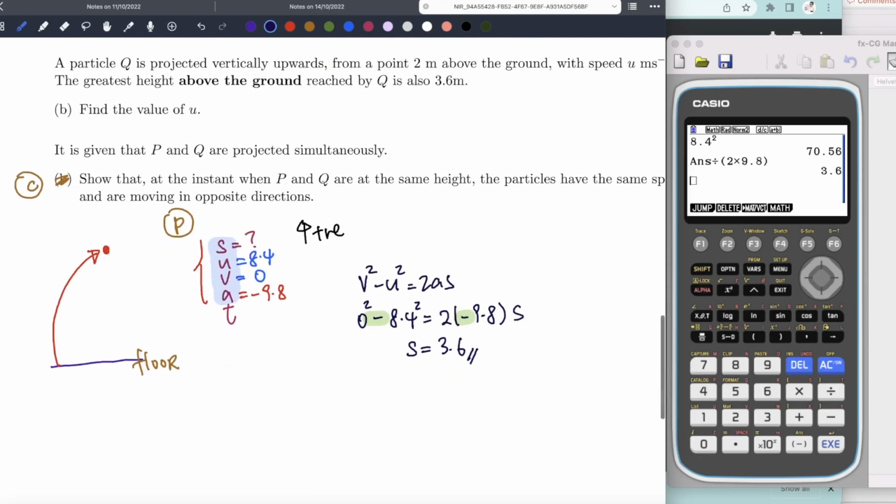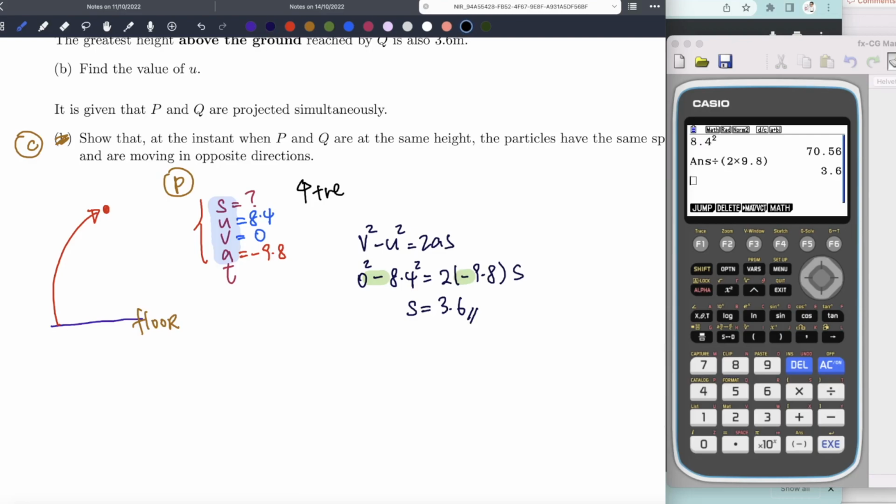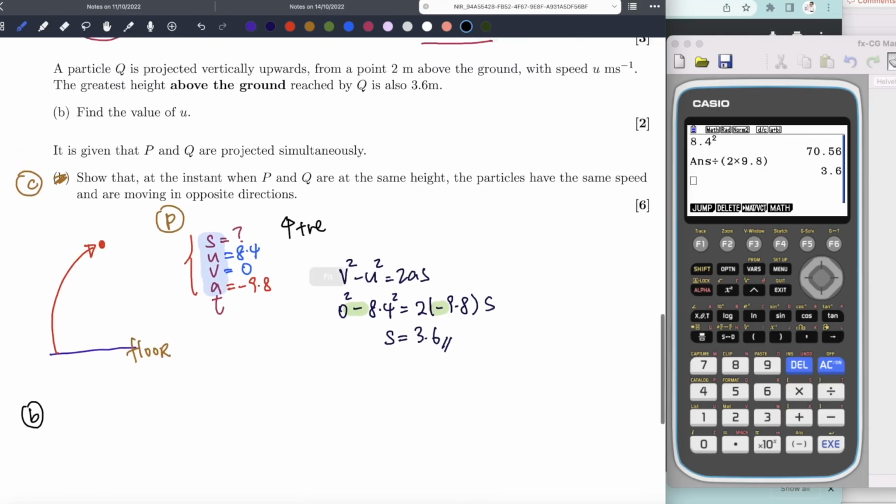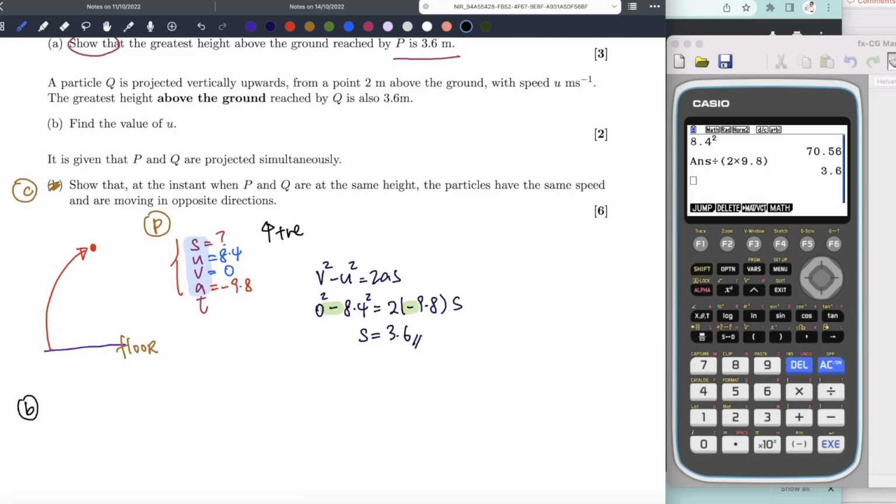Okay, part B now. What are we doing in part B? The question tells us the greatest height of a particle Q that's projected from a point 2 meters above the ground. I'm also projecting things upwards. So the displacement is different now, because I need to think about my eye level. My displacement of anything above my starting point is positive, and of anything below my starting point is negative.